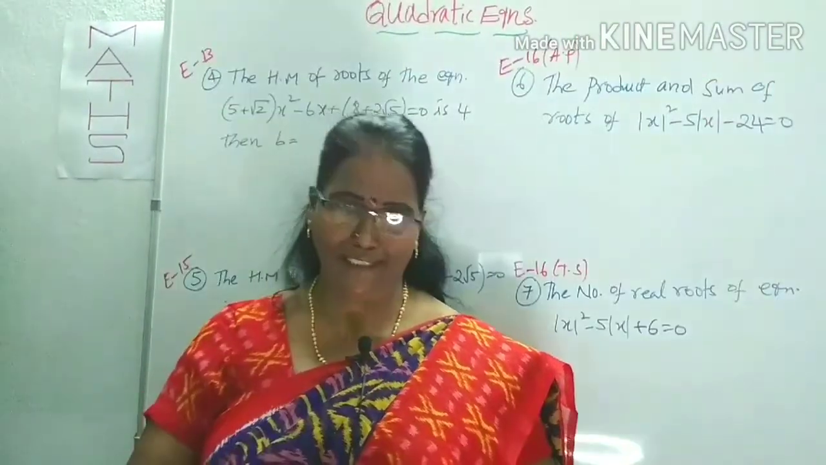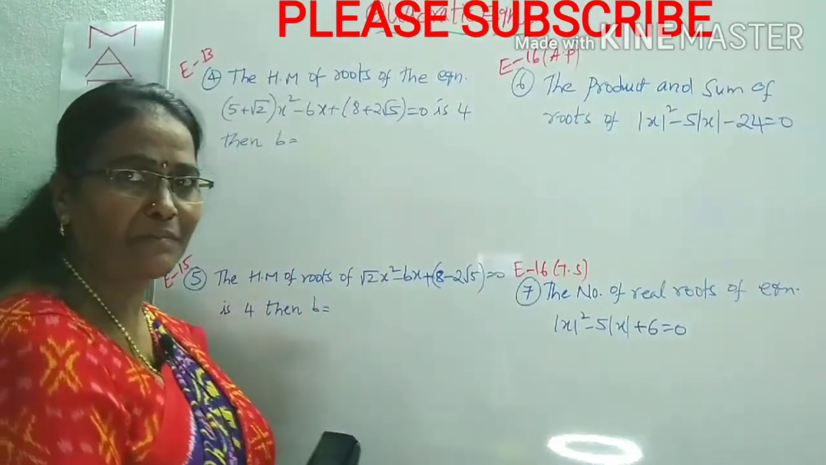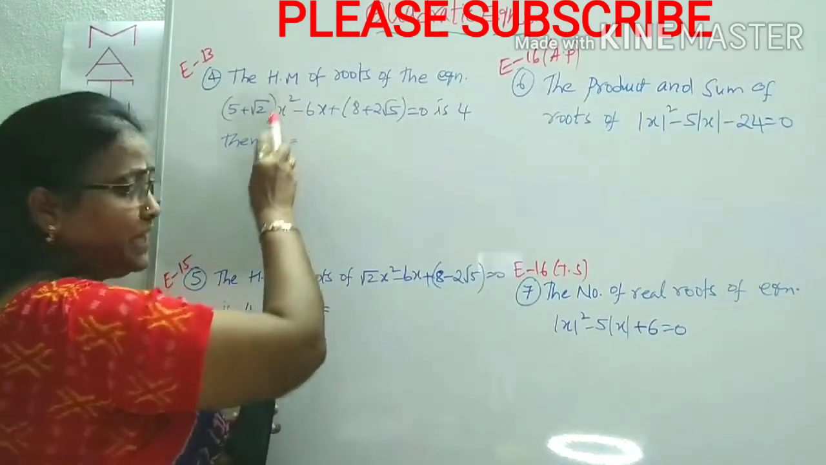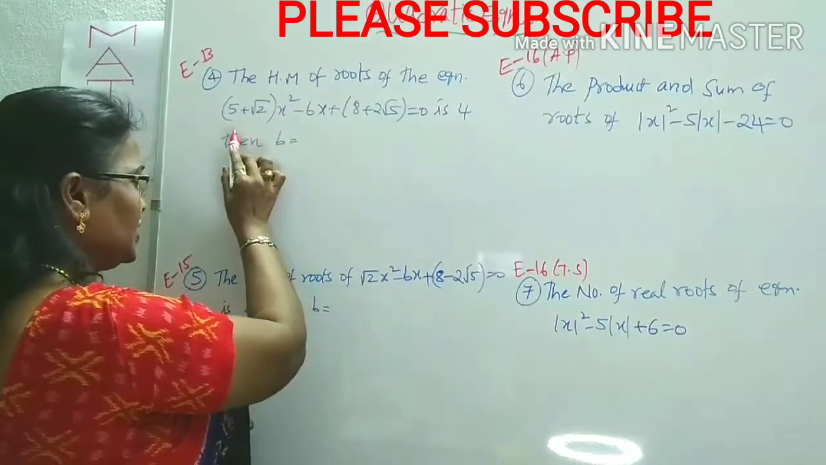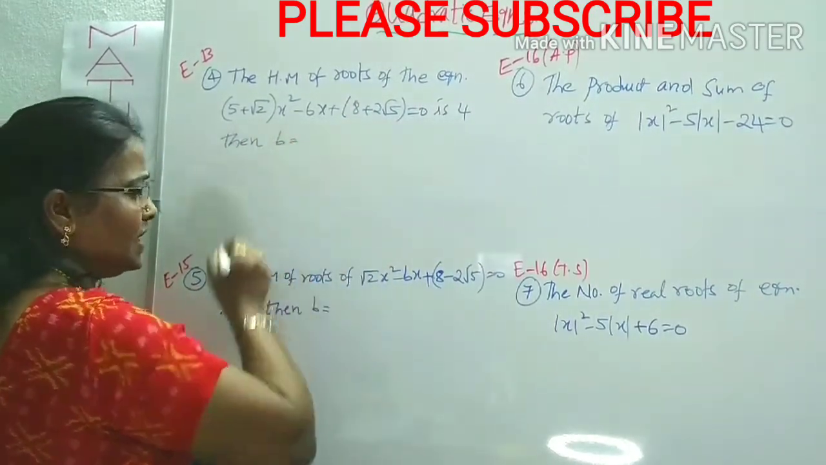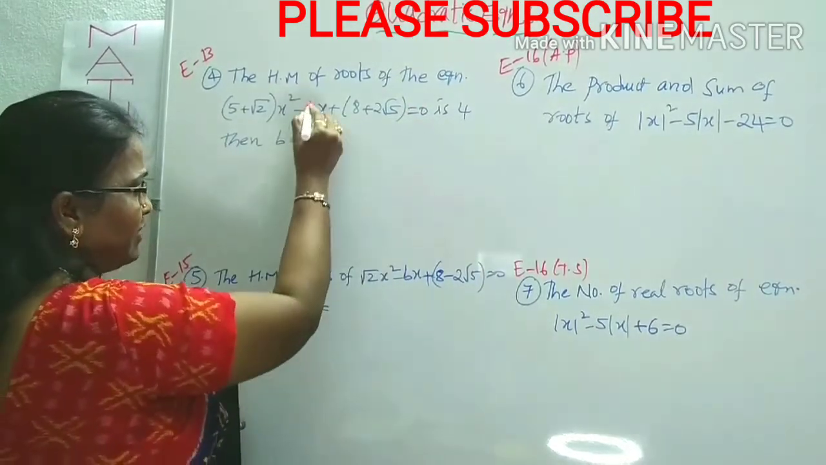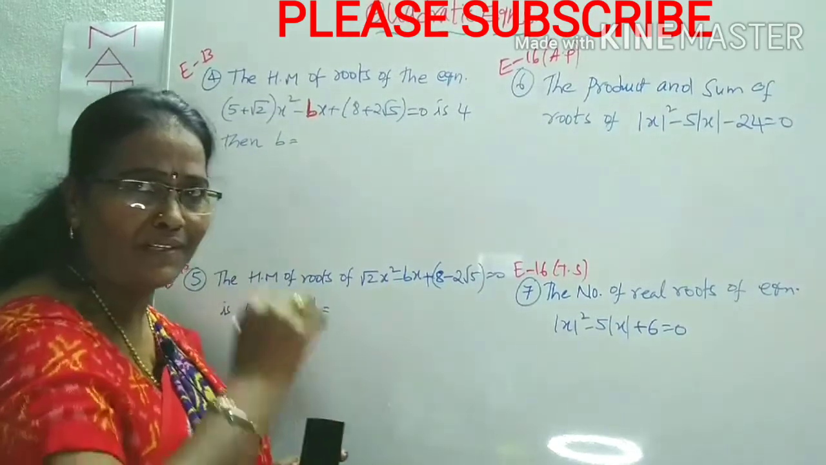Ready? Right. Look at the next question. Question number 4. It is given, MSET 2013. The HM, meaning harmonic mean, of roots of the equation so and so is 4. Harmonic mean of roots of this equation is given as 4, with some unknown value. This B is what is being asked, the unknown value.